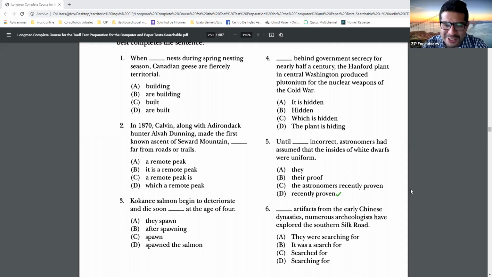Okay, so subjects, verbs, connectors. Tell me something. Astronomers is the subject. Had assumed is the action. Very good. Until is a connector.